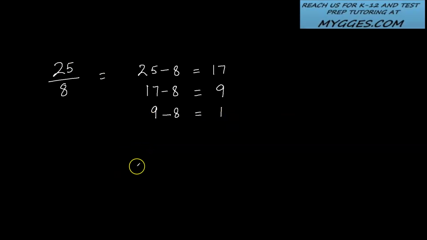And we can't subtract it anymore. So we have subtracted 8 3 times. So that means our whole part would be 3. And then we have left with this 1. So our fractional number would be 1/8. So our final fraction or the mixed fraction would be 3 and 1/8.